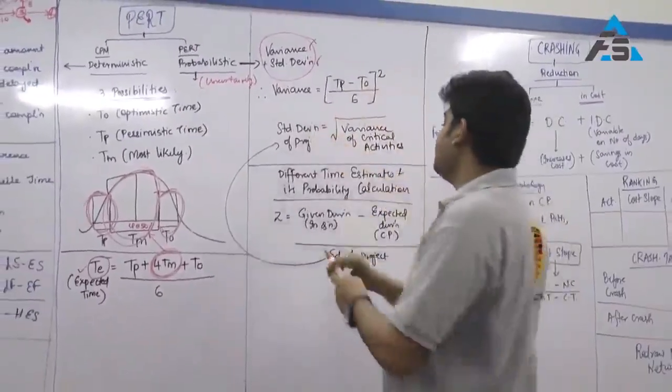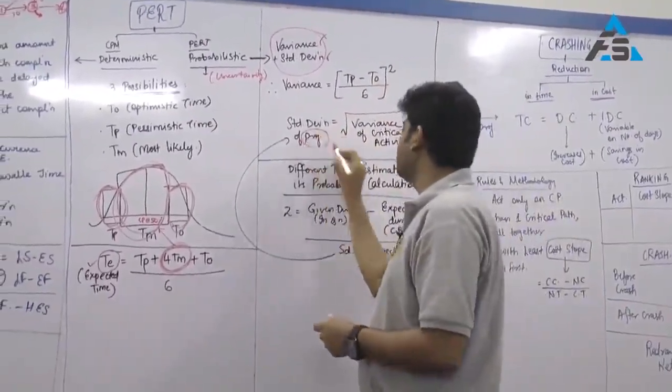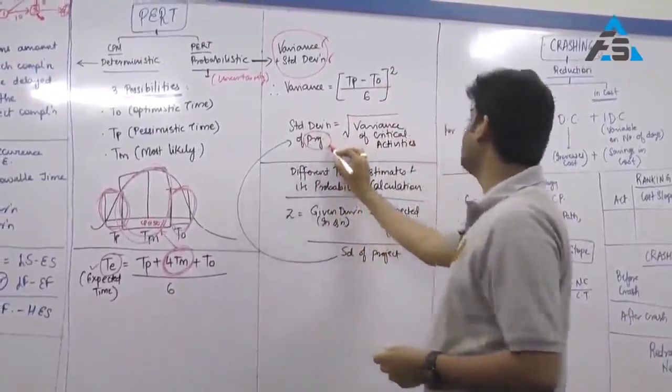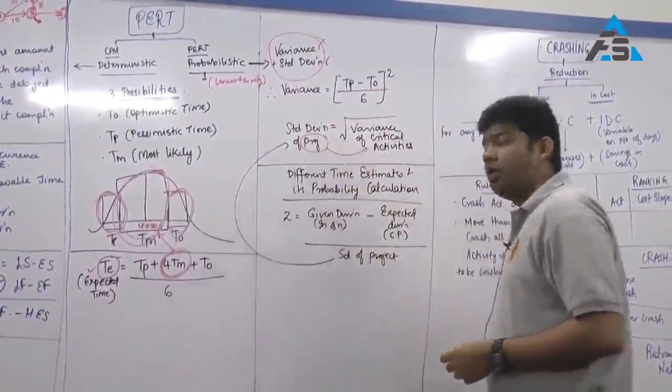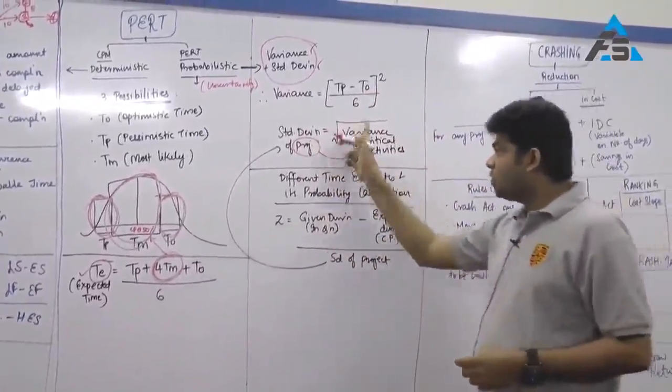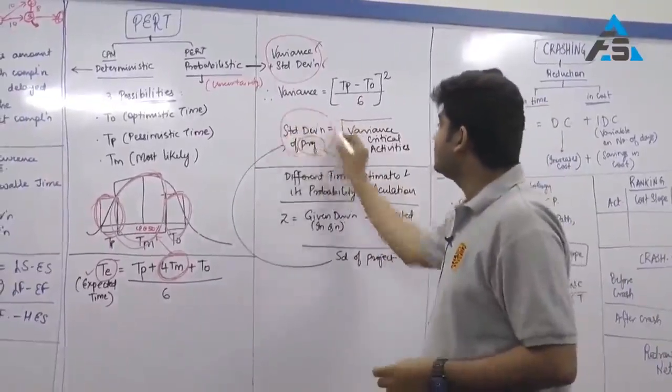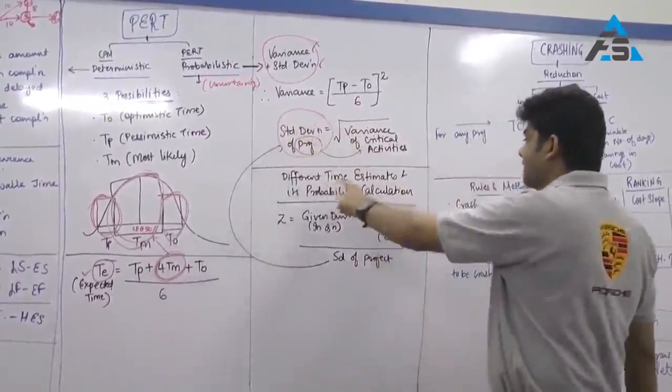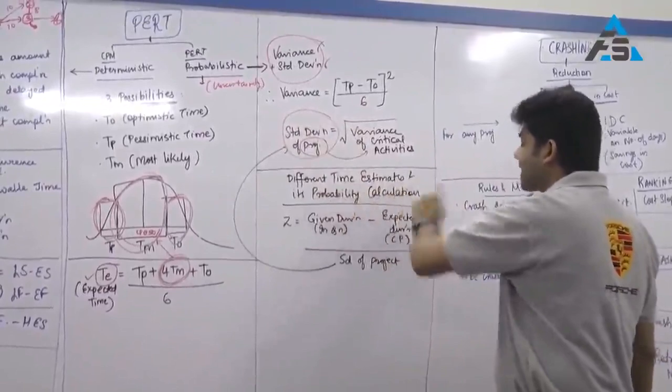But standard deviation will always be calculated for the project, and therefore there will be a total variance of all critical activities, the root of which will give us the standard deviation. Different time estimates and its probability calculation.